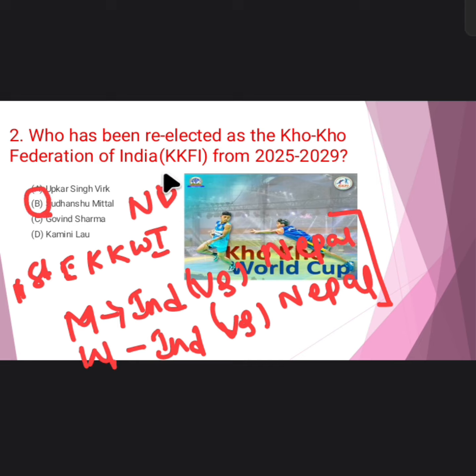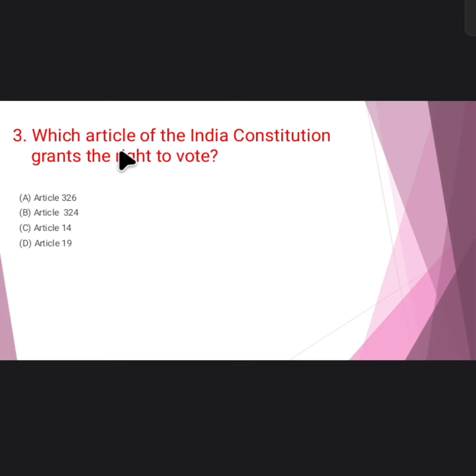Moving on to the next question, which is question number 3. Which article of Indian Constitution grants the right to vote? Right to vote.